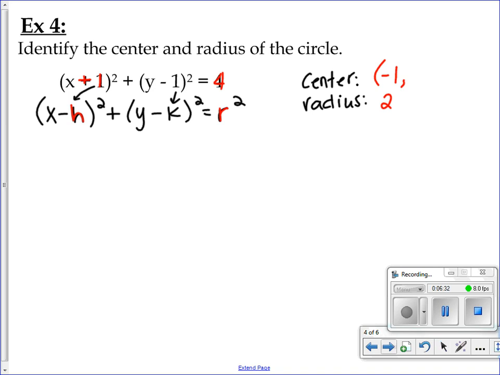And then when I look at my k, since they both say minus and minus, just whatever that number is, which is just 1, that is my k. So center is negative 1, 1, and radius is 2. So just be careful with those plus signs.